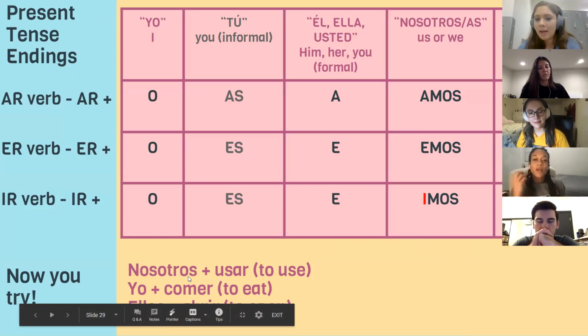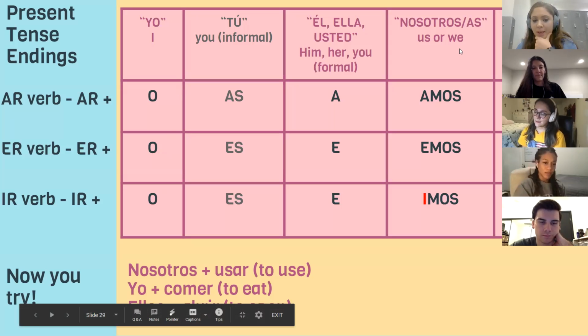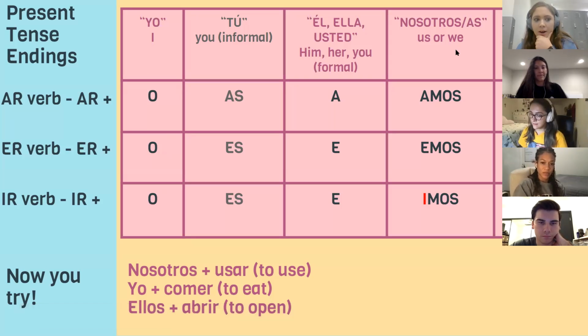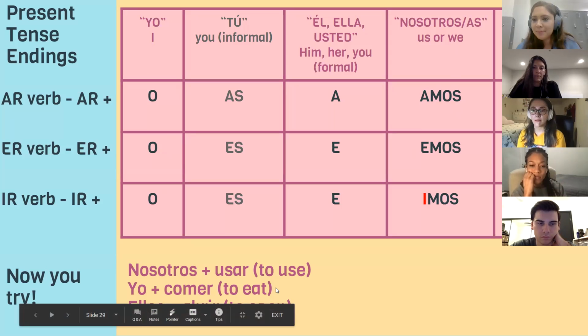Can anybody tell me how to conjugate this in the present? Nosotros usamos. Perfect. If you thought, whoa, that was too fast, that's okay. Usar, so for nosotros, which is we, because it is an AR verb, we just add amos at the end. Great job.